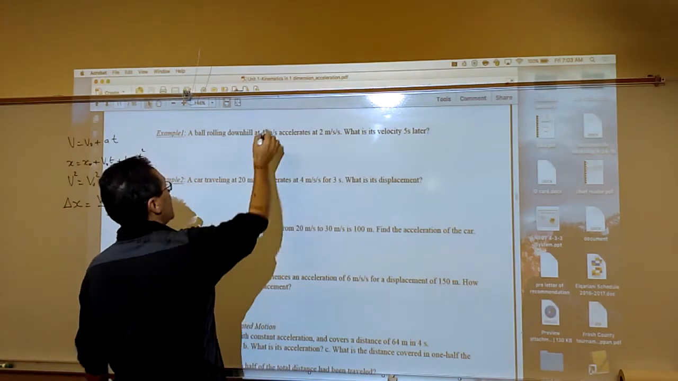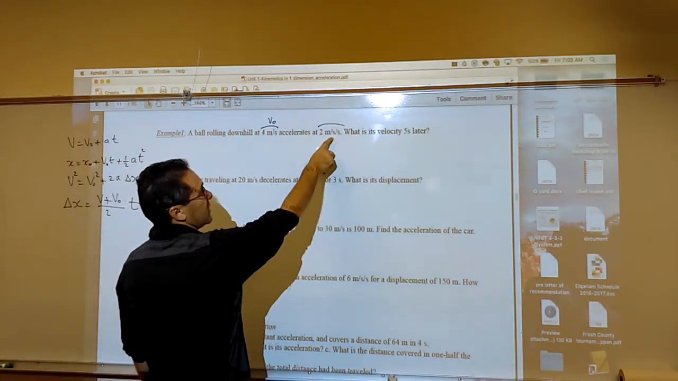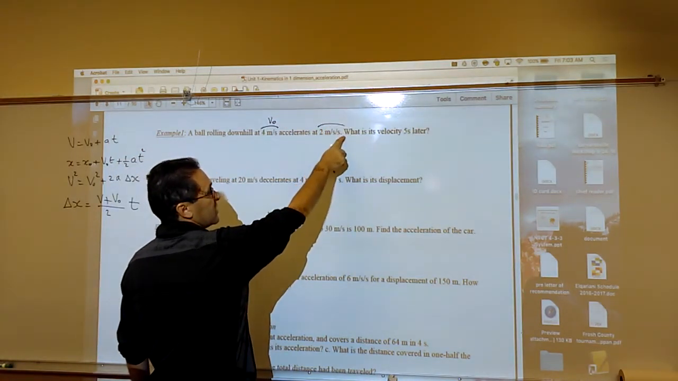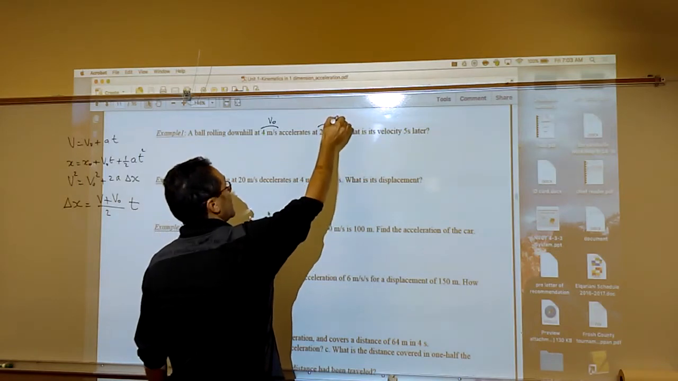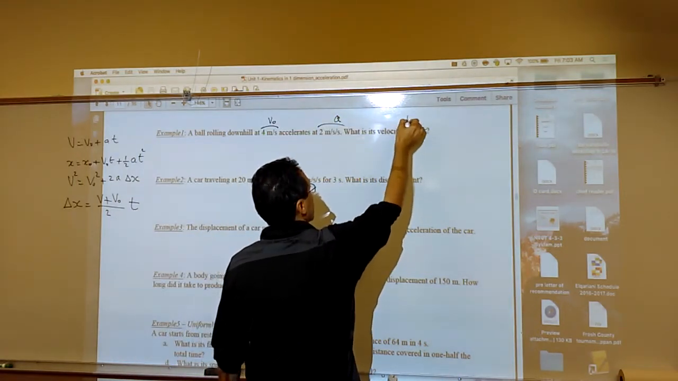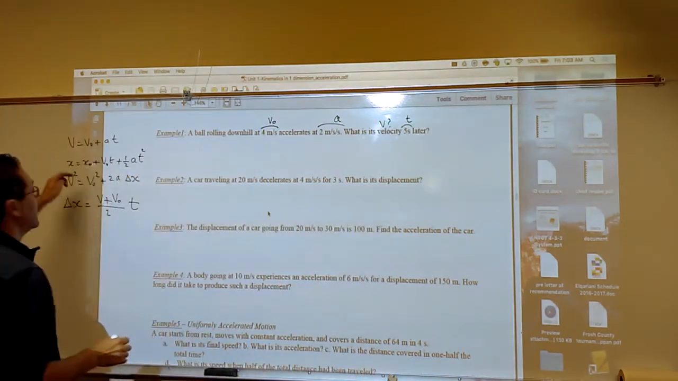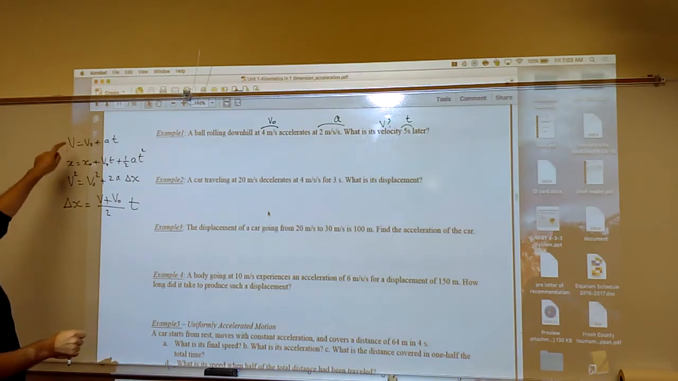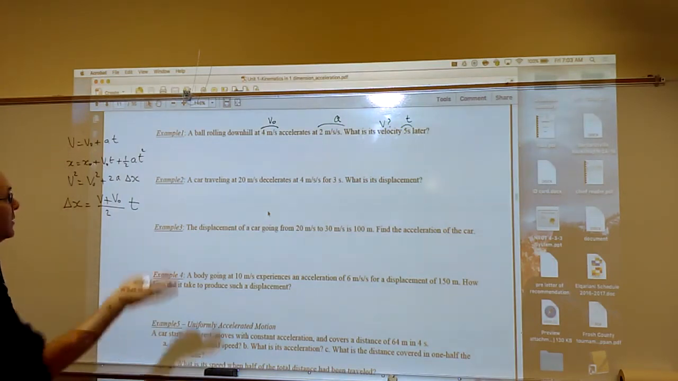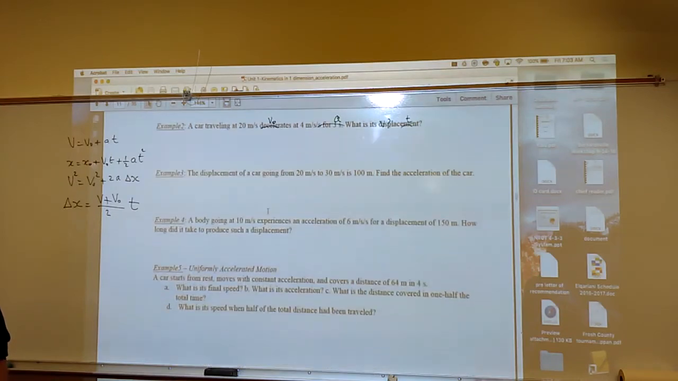All right, so this is my initial velocity. See this, the units for this, it's meters per second, meters per second squared, that's acceleration. Okay, what's the velocity 5 seconds later? So we're basically looking for the V. So if I look at these equations, I would use the first one, and I'll let you do the math. That's too simple. Okay. Example 2.